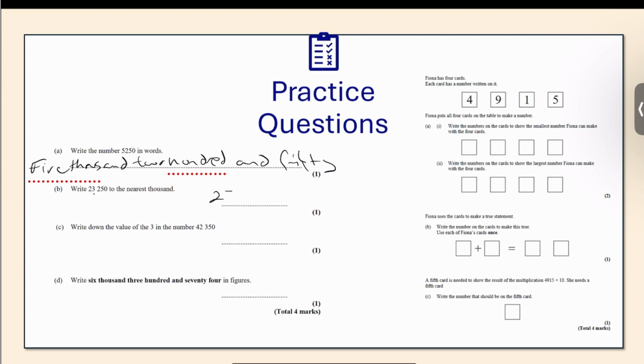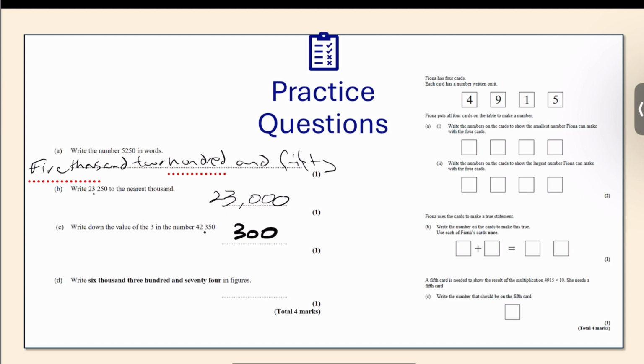So it's going to be 23,000 in total. Let's make my pen a little bit thicker. Okay, write down the value of 3 in this number here. So the 3 is that third one from the end. That's in the 100th position, so its value is 300.